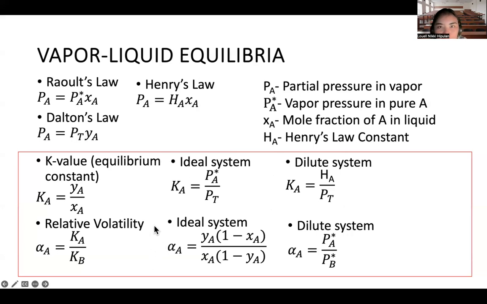And then you have the relative volatility, which, again, is the measure of the relative ease of separation of your two components in a distillation process. For an ideal system, it is defined as this equation: YA times (1 minus XA) divided by XA times (1 minus YA). For a dilute system, you have the partial pressure of your component A divided by the partial pressure of your component B. You need to understand these fundamental principles so that you can design and optimize your separation processes by predicting how different components in a mixture will behave under certain conditions.